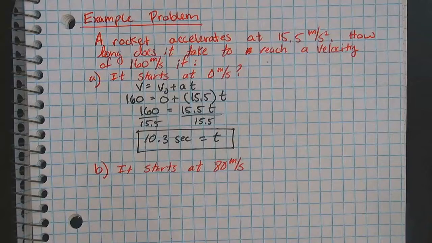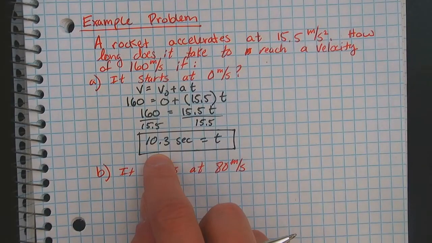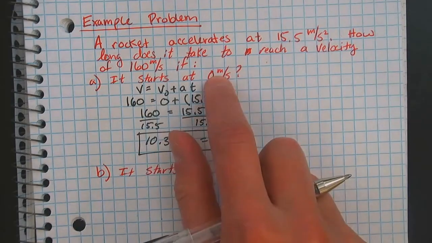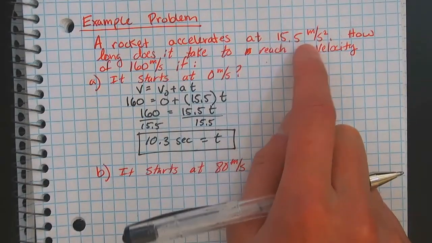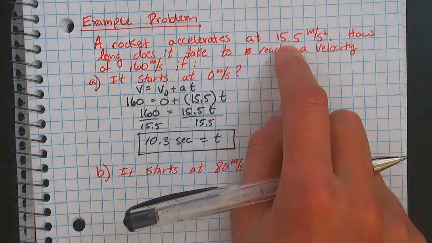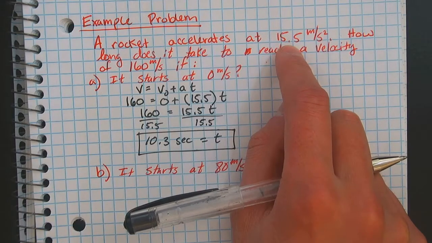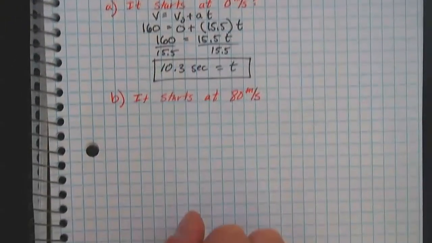So there you go. Hopefully that makes sense. That means it takes 10.3 seconds to go from 0 meters per second to 160 meters per second, given that this is your acceleration. What this means is that you increase your velocity by 15.5 meters per second every second. So that's kind of what that means.